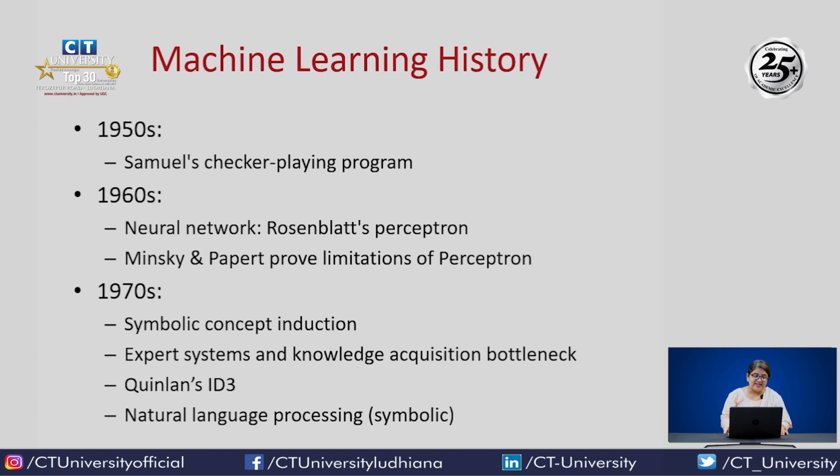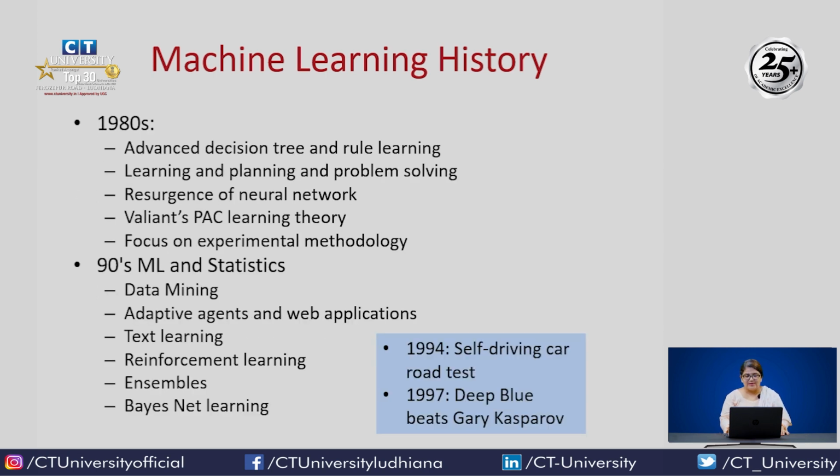After that, in the 1970s, some more advancements were made, like symbolic concept induction, expert systems and the knowledge acquisition bottleneck, Quinlan's ID3, and then natural language processing, which is very famous and widely utilized nowadays. Then in the 1980s, more advanced decision trees came, then rule-based learning. After that, learning and planning and problem-solving techniques emerged through machine learning, and then the resurgence of neural networks and their variants, PAC learning theory, and a focus on experimental methodologies.